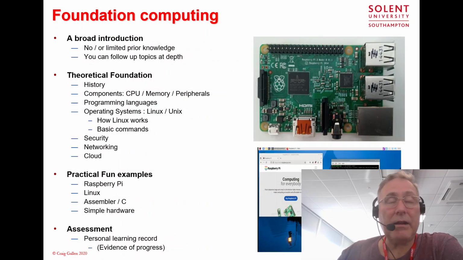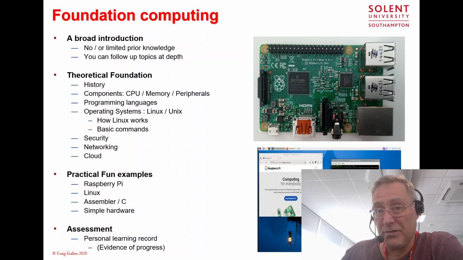So we'll have some fun examples. We will cover a bit about assembler and C, and we'll work with some simple hardware. Your actual assessment for this module is going to be by personal learning record. And this is the trick, really. If you already know a lot, then all you need to do is to show evidence of progress. So building on what you already know, showing that you've gone after some particular aspect of what's covered in the course and done it in more depth, that'll be absolutely fine.